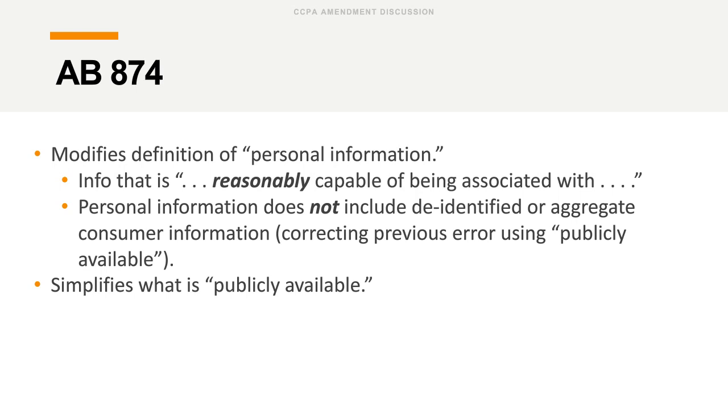Now, AB 874 also corrected an error, well, what was widely perceived as an error, because in the definition of personal information, you get to this term "publicly available." That term has been clarified by making it much simpler. But then you came to this part where it said publicly available did not include de-identified or aggregate consumer information. And I think almost universally people looked at that and thought it was an error, and it should have said personal information does not include de-identified or aggregate consumer information. In AB 874, which is modifying Section 140 that has all the definitions, AB 874 corrects that so that it's clear now that de-identified or aggregate information is not personal information.